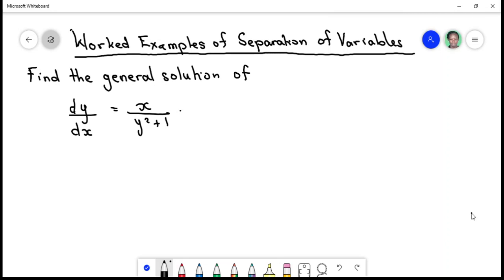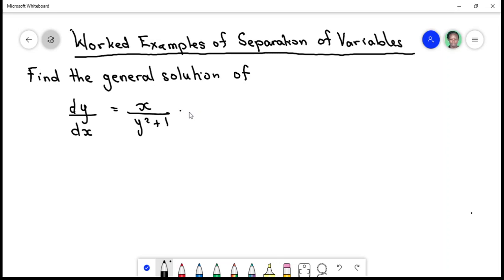So we'd like to take a few examples on separation of variables for solving a differential equation. We have this differential equation and we want to find its general solution using the method of separation of variables. What you need to do is separate the variables, your x with the x and your y with the y. Then you integrate each side to get the solution.